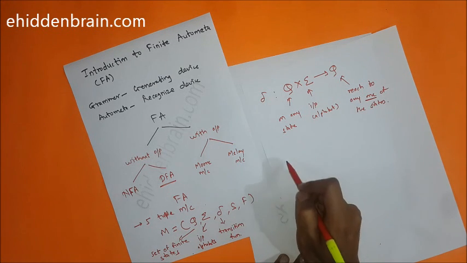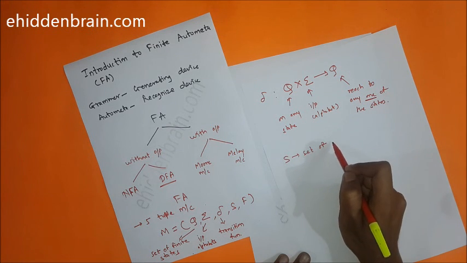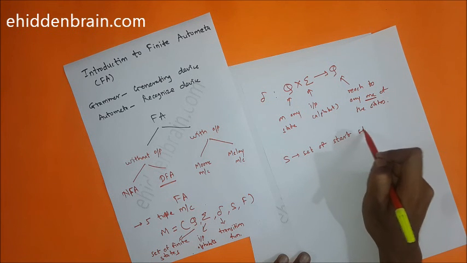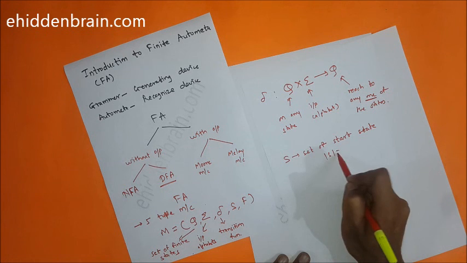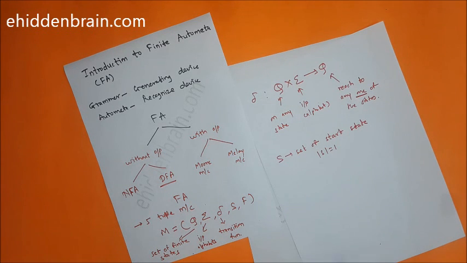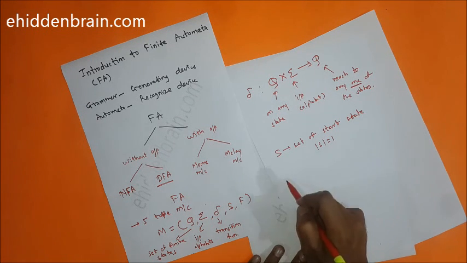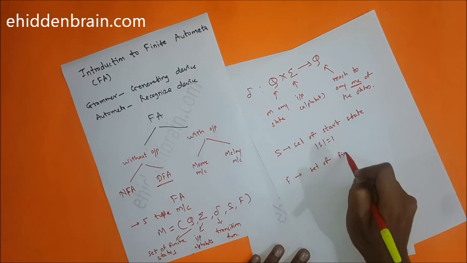Next we have S. S denotes the start set, and |S| is always 1, because the start set consists of only one element, and that can be called a singleton set also. Then F denotes the set of final states.